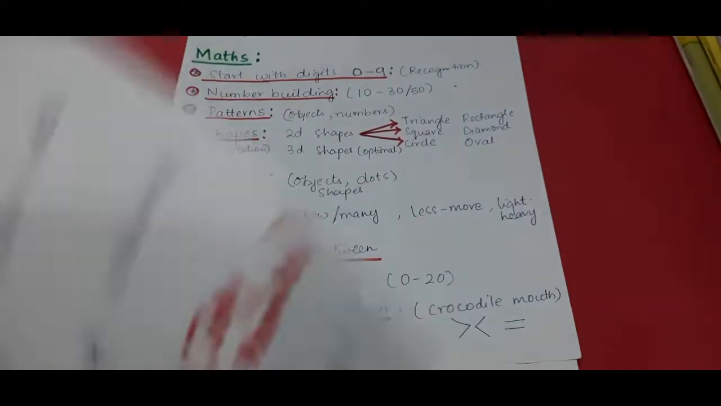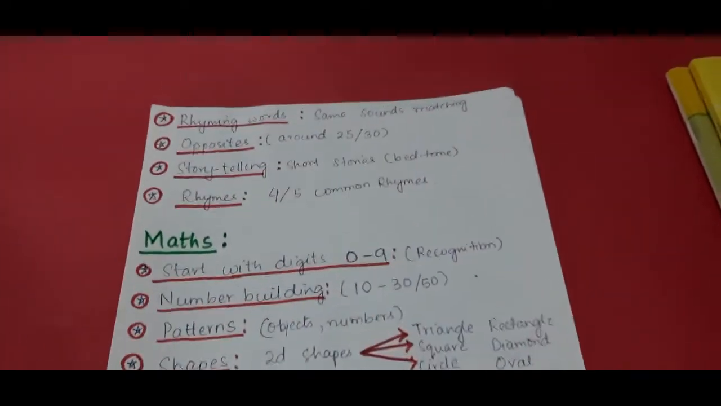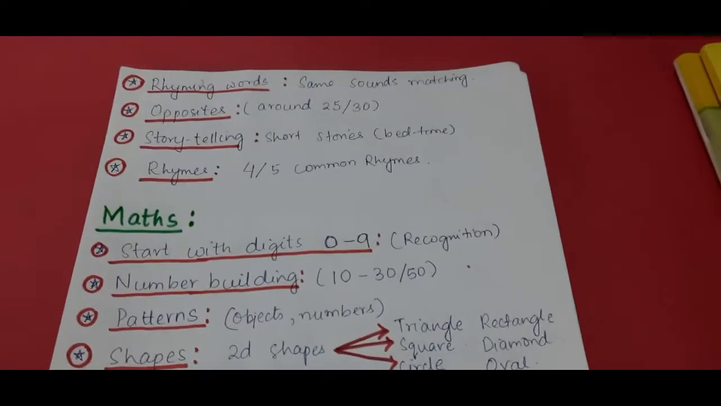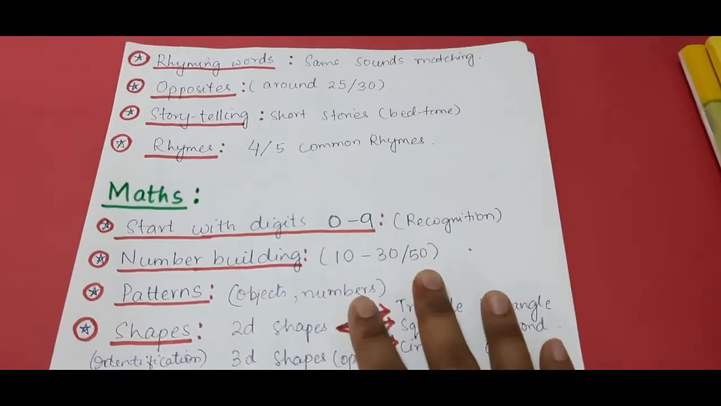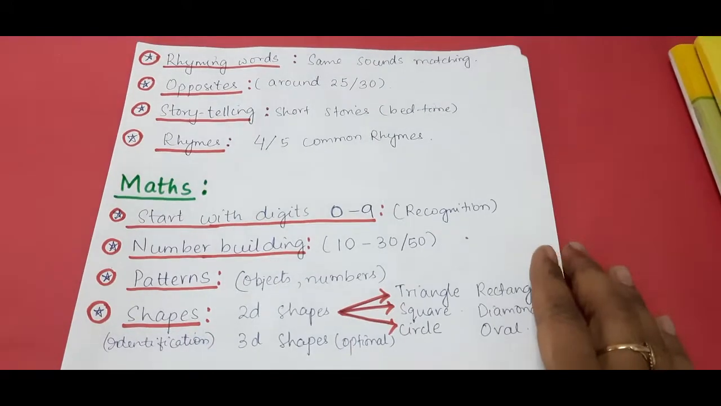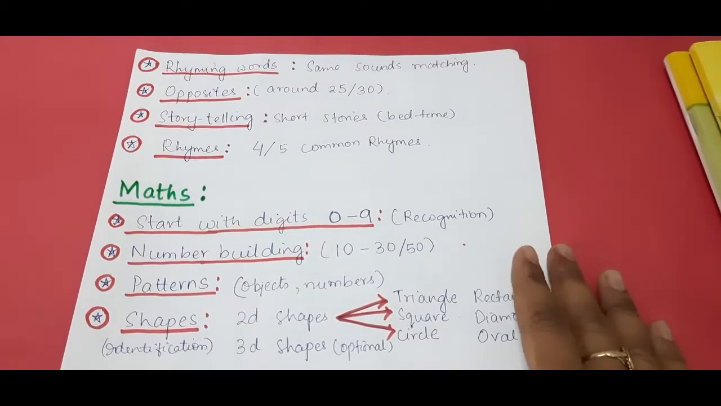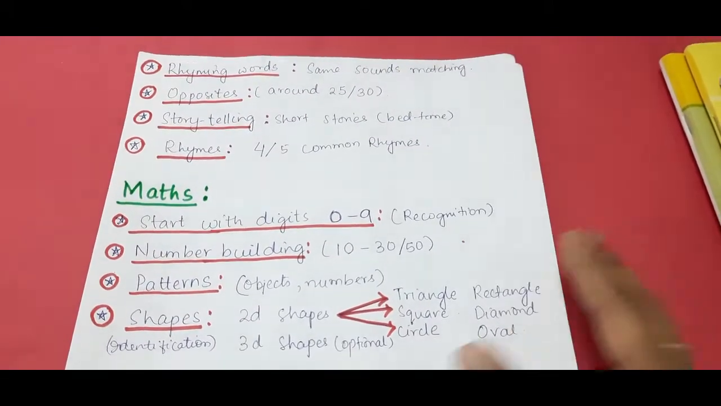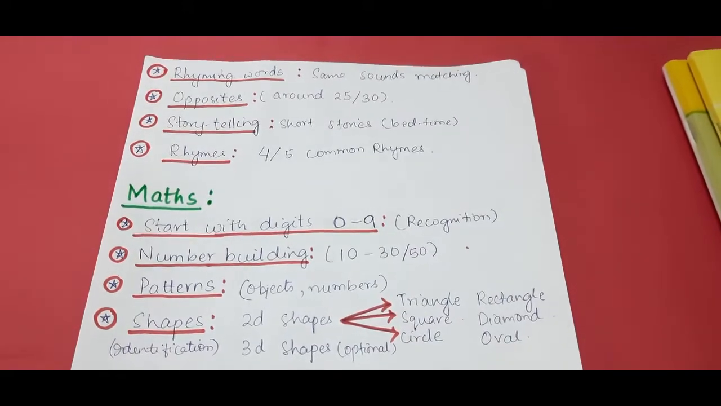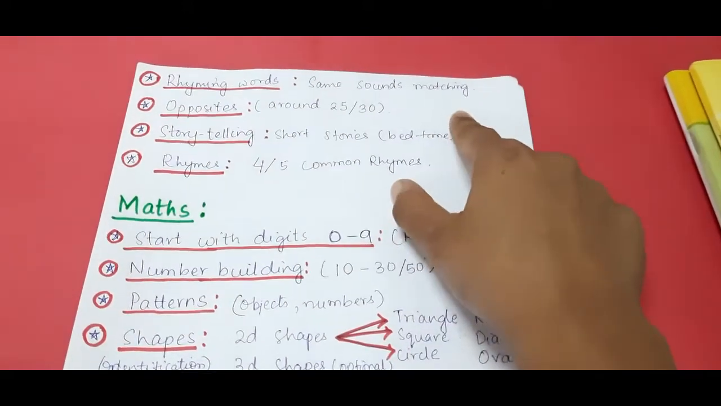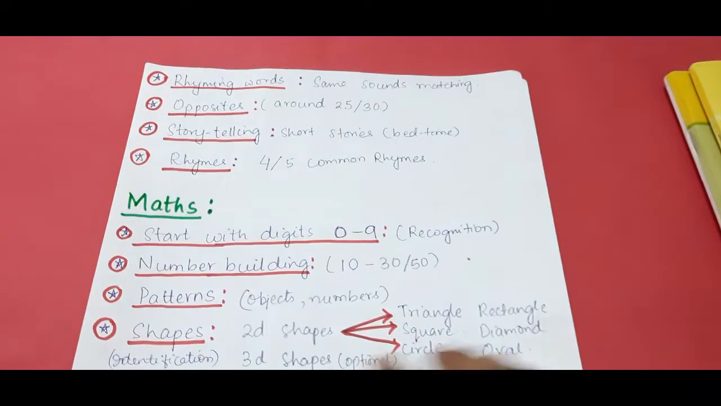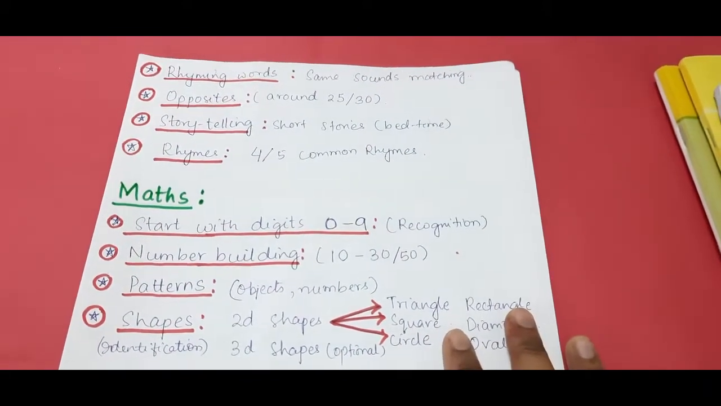Next is rhyming words. Here, rhyming words means words with matching sounds, like pan will match with man. This kind of words are called rhyming words. But this will only be done when the child is thorough with the phonics and blending of letters.